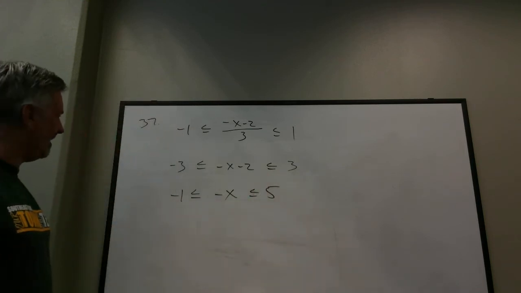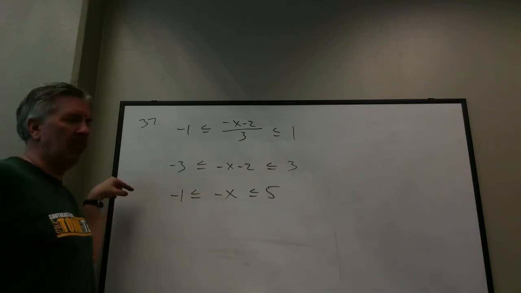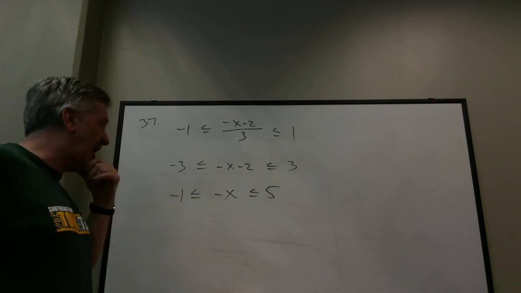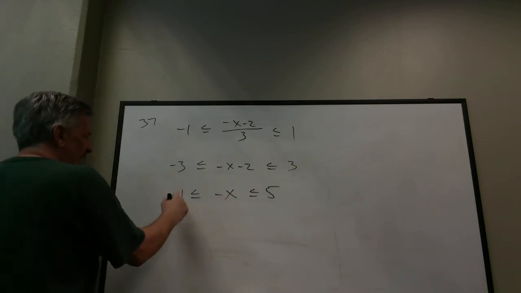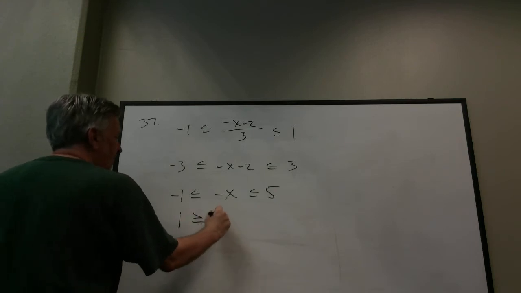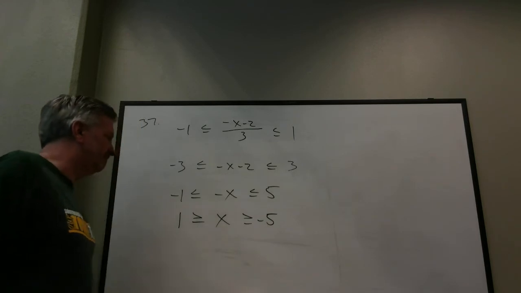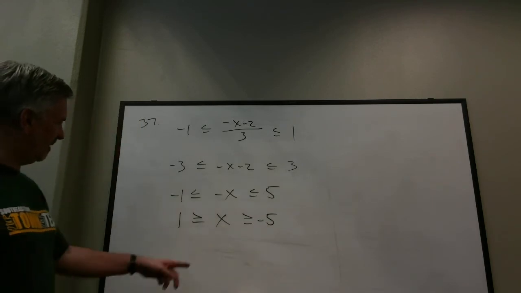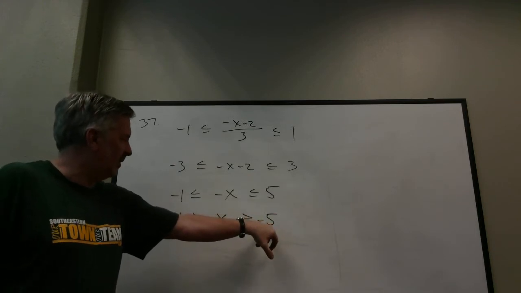Now we're trying to get x, so we need x by itself, or we have to get rid of the negative 1. So you can multiply through or divide by negative 1. Now be careful, I have to switch the inequalities, so multiply negative 1 by negative 1, I get 1, bigger than or equal to x, bigger than or equal to negative 5. So there's my solution.